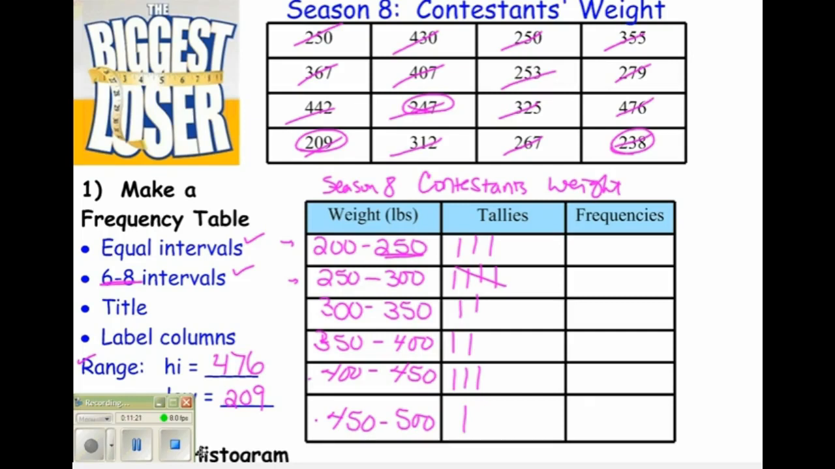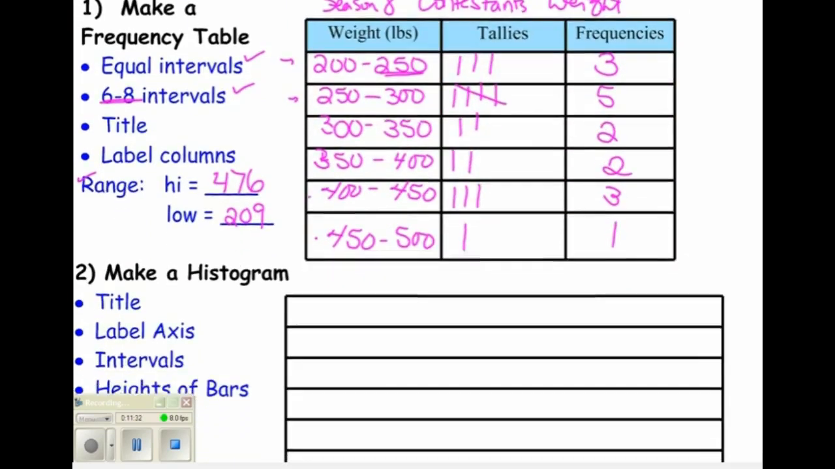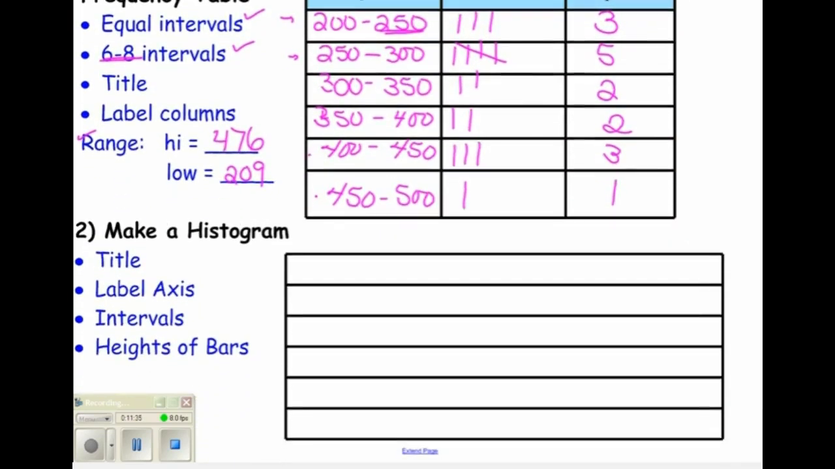Okay, so back to it. Let's just finish these up. You should have your tallies in. It occurred 3 times, 5 times, 2, 2, 3, and 1. That completes our frequency table, our frequency distribution.